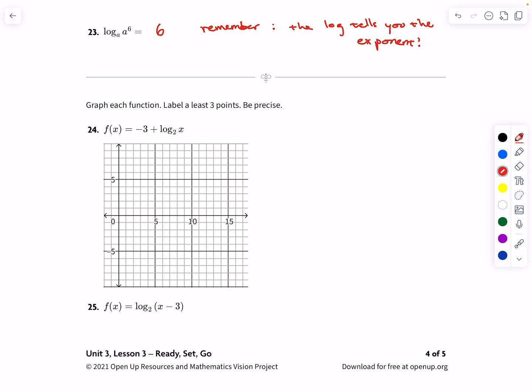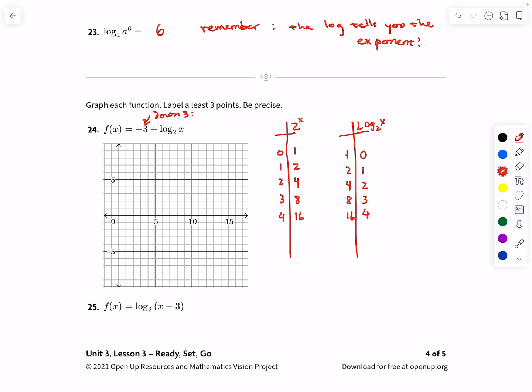Negative 3 plus log base 2 of x. Okay. So I'm going to do this in 3 steps like I had been doing. I'm going to do 2 to the x. Two to the 0 is 1. 2 squared is 4. 2 cubed is 8. And then we switch the rows, the columns, sorry, to make it log base 2. And then we'll subtract 3. This is, remember, down 3. So we're going to subtract 3.